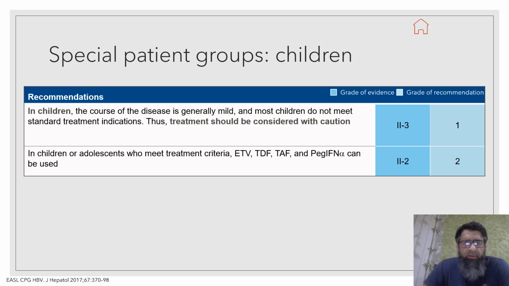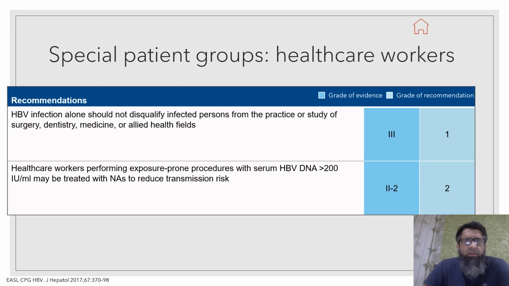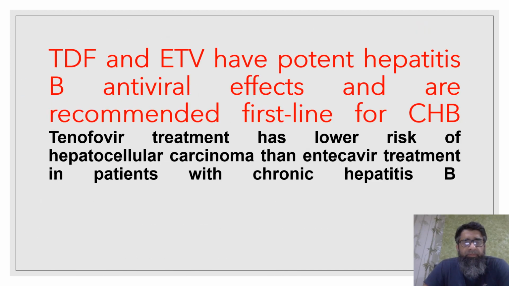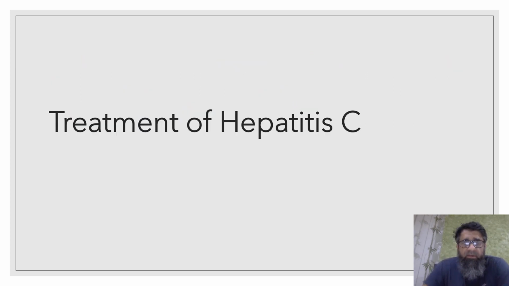This is among the children, and this is for the health workers. Health workers should be treated even at the lower levels of hepatitis B virus DNA. This should be remembered. Tenofovir and entecavir have potent hepatitis B antiviral effects and are recommended first-line treatment for chronic hepatitis B. Tenofovir treatment has lower risk for hepatocellular carcinoma than entecavir treatment in patients with chronic hepatitis B. These are the latest recommendations.